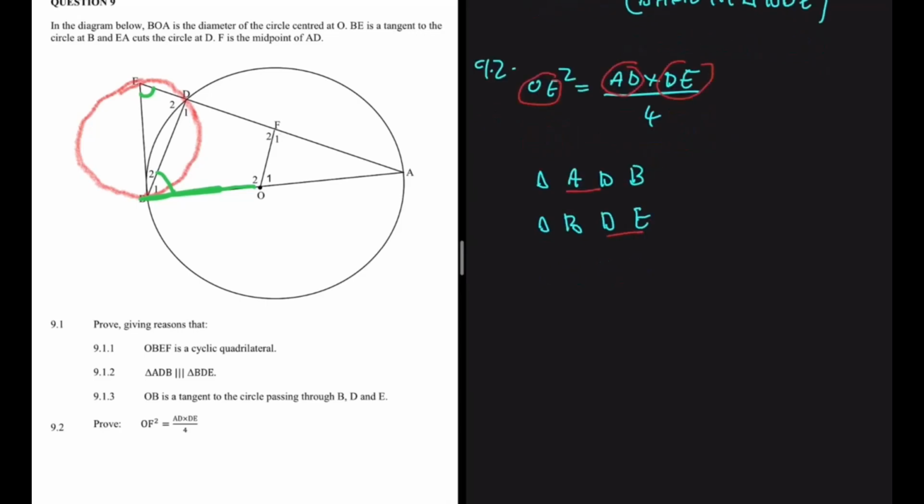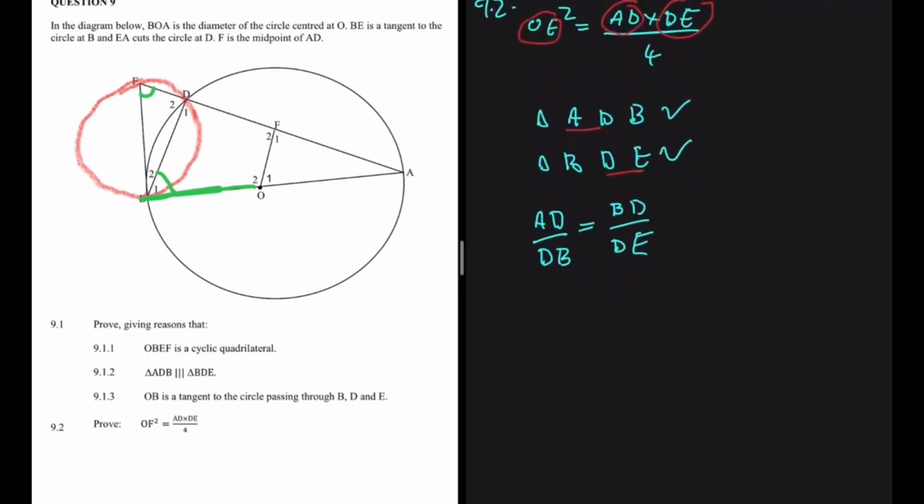So because the two triangles are similar, we can say that line AD on this first triangle, divided by line DB on that triangle, will be equal to line BD on this triangle here, divided by line DE, right? The sides will be in proportion because the two triangles are similar. And we must state here that we're saying that because we know fully well that triangle ADB is similar to triangle BDE, right? So now we can cross multiply, and then we get DB squared is equal to AD multiplied by DE, because look here, DB is just BD, right?